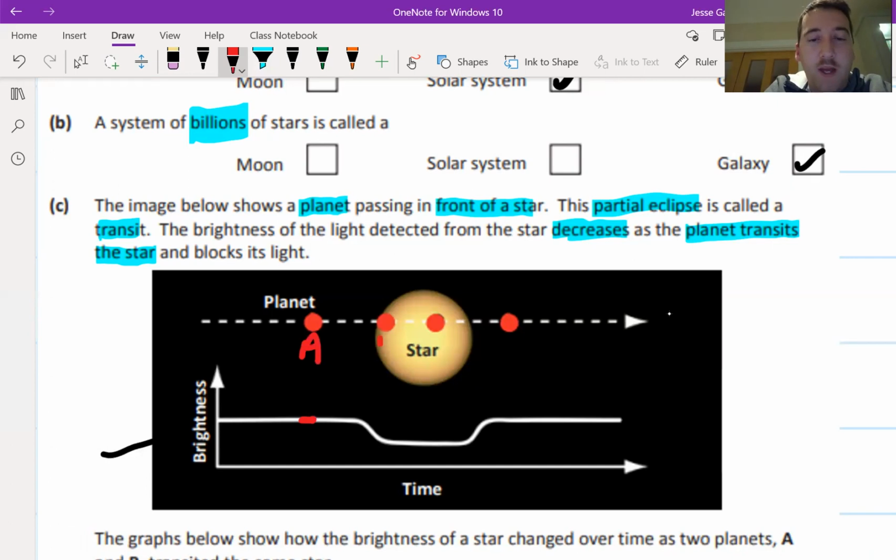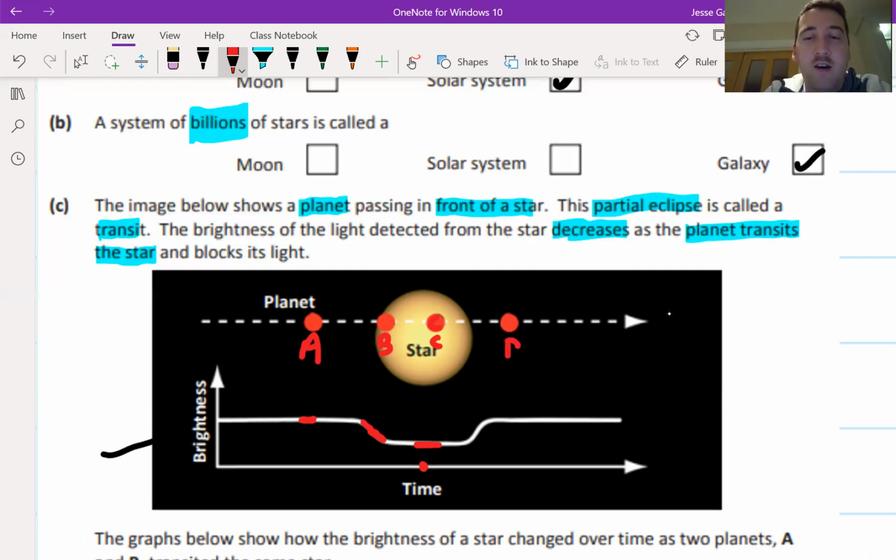If we call this point B, as the planet begins to go across the star, what do we see? We see the level of light decreasing. It goes down by a little bit. At point C, the planet is fully in front of the star. Now it doesn't block out the whole star, so the light doesn't go down to zero. If the planet was bigger than the star and blocked the whole thing out, then the light would go down to zero. But it's smaller, so it only blocks a little bit of the light. That's why at this point the brightness is lower than when the planet is not in front of it.